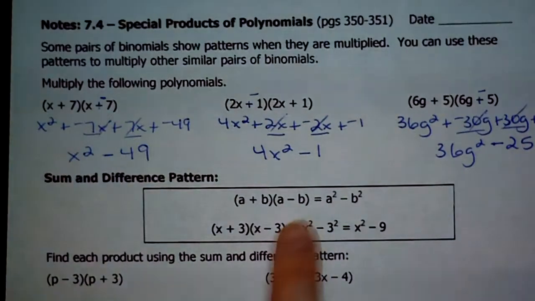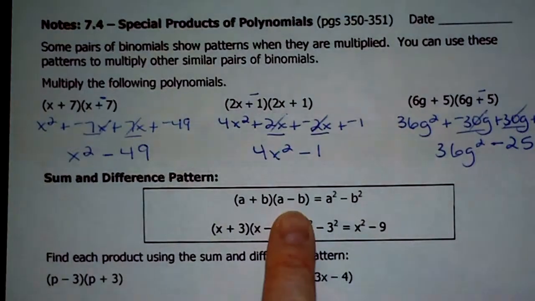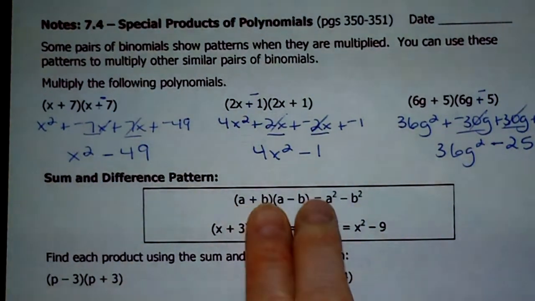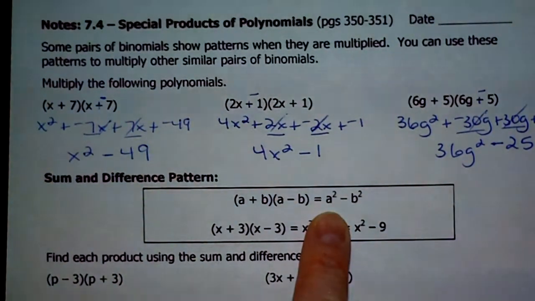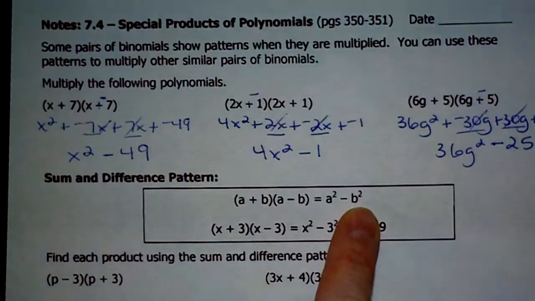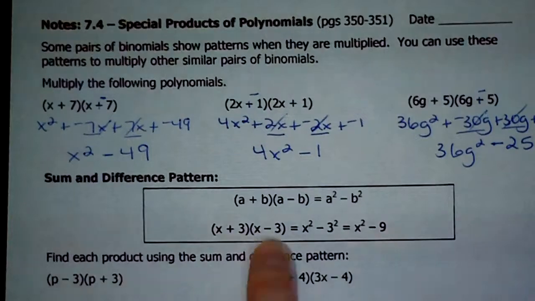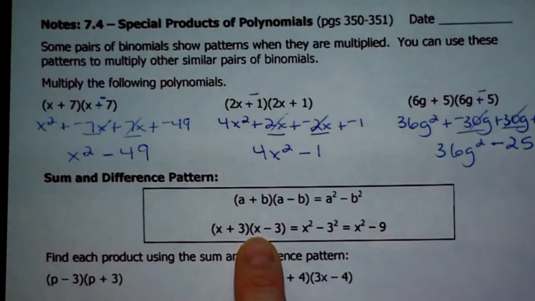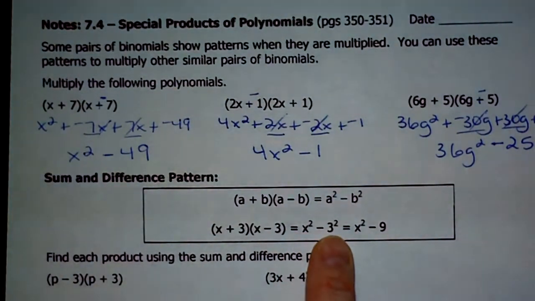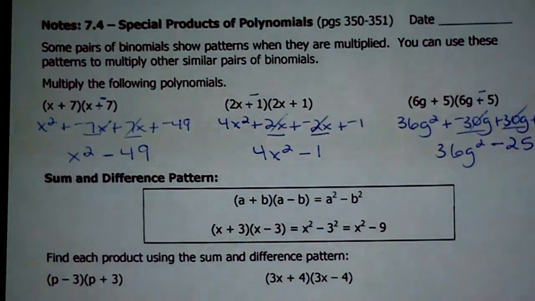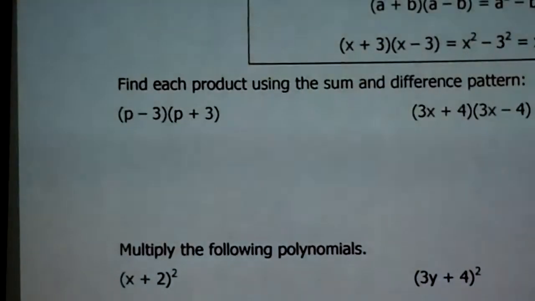So this little box, what this means, the sum difference pattern: if I have a plus b multiplied by a minus b, meaning the digits a and a match and the digits b and b match, but one's addition, one's subtraction, the result is always going to be whatever a squared is minus whatever b squared is. So if we put numbers with that, if you have x plus 3, x minus 3, so digits are the same, signs are opposite, the result is going to be x squared minus the 3 squared, which is x squared minus 9.